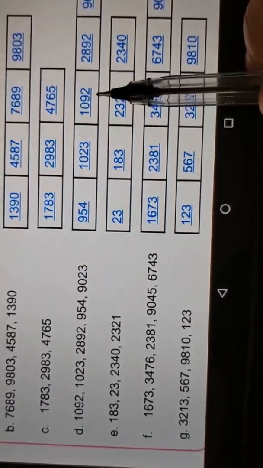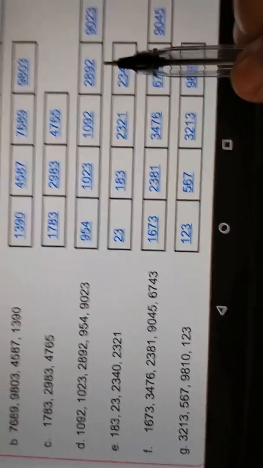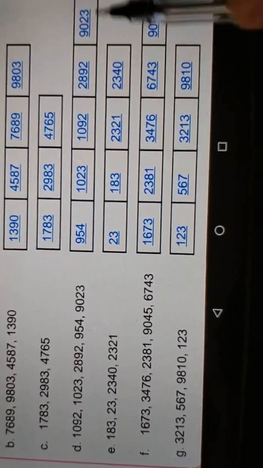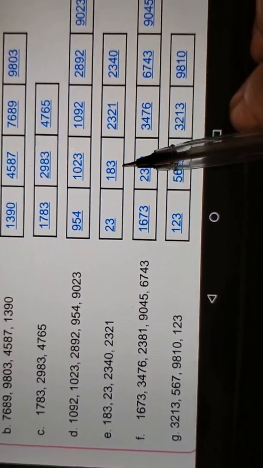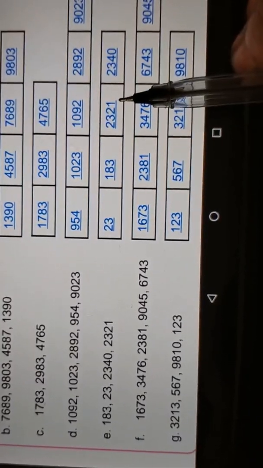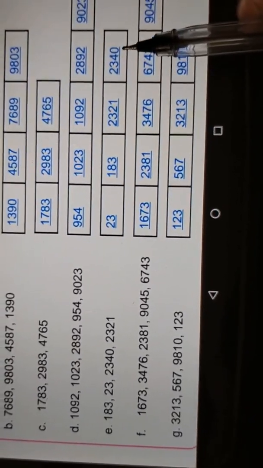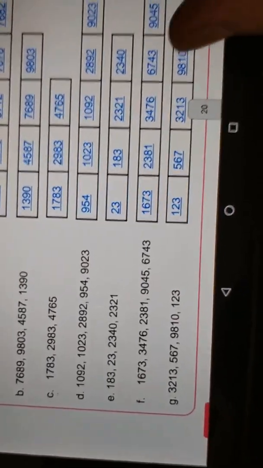1023, 1092, 2892, 2023 is there. Then 23, 1083, 183, 2321, 2314. Like that we have to write.